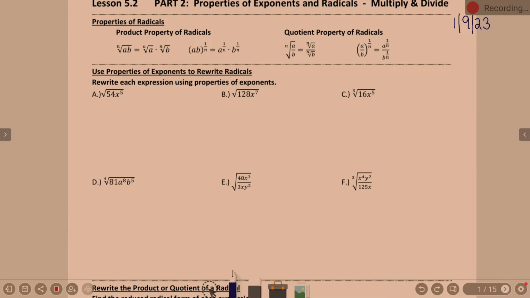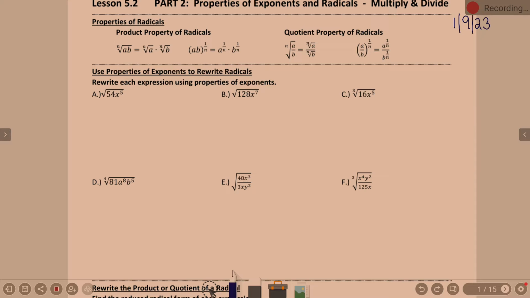Moving into lesson 5.2, part 2 today, where we are multiplying and dividing radicals. In 5.1 and in 5.2, part 1, it was more about how we convert between the radicals, the square root symbols, and the rational exponents, the fraction exponents. So what's the relationship there? We're going to take a little bit of a break. We're not going to work with the rational exponents as much. We're going to work more with the radicals, the square root symbols. How do we multiply and divide when we have these radicals or square root symbols?